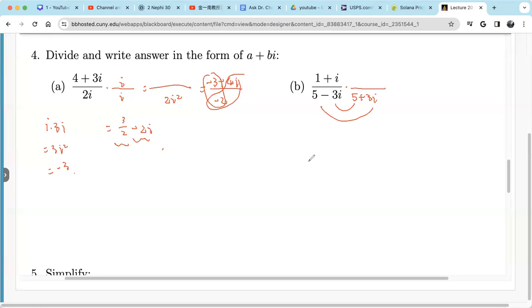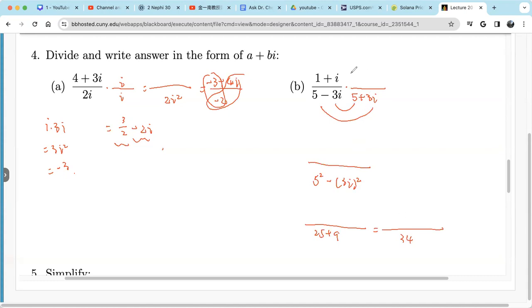So we just have the denominator, 5 squared minus 3i squared, right? Let's finish the denominator first. 5 squared is 25. 3i squared is 9i squared, which is -9. This is a minus, so that's +9. Basically, 25 plus 9 is 34.